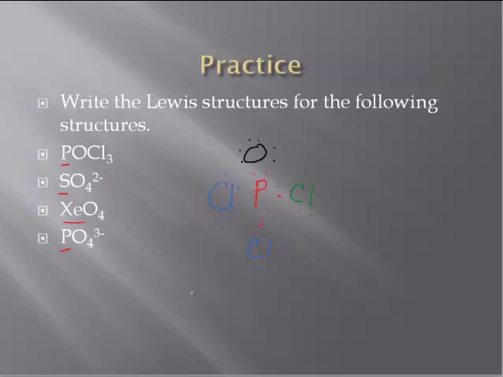Okay, so there we go. If you look around every atom, they all have 8 electrons, and that's satisfying the octet rule. And that's really all you have to do to draw a Lewis dot structure.